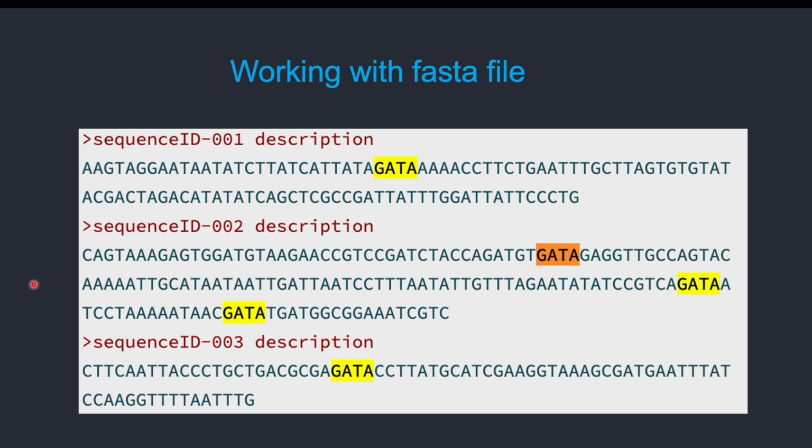Often we are interested to look into a specific substring or a motif sequence. For example, here I highlighted the GATA motif, GATA. We can count how many GATA sequences are there in each sequence. Also, we can identify the location of the GATA motif in a sequence. In many cases, we may be interested in removing some of the bases at the end or at the beginning. Those operations can be performed using different bioinformatics tools.